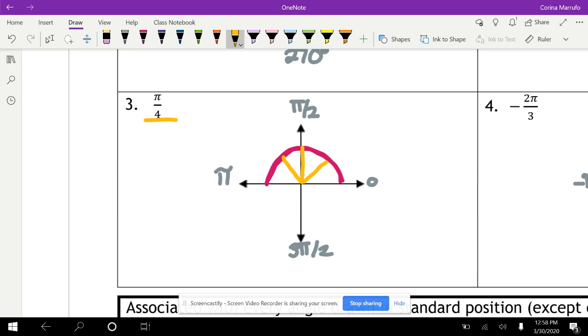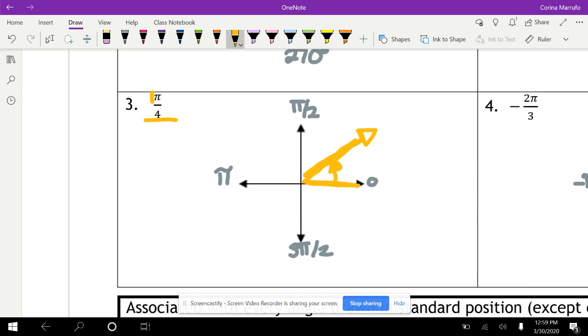But remember, the coefficient in front of the pi is 1. We only want one of the pieces. So starting at our initial side, we only want one piece of the pi. We don't want the full thing, we just want one piece. So I'm going to go ahead and erase the rest of it. We don't need it. And that's how you graph the fractions. So here I'm going to make my little arrow. Here's my initial side. There's my terminal side.